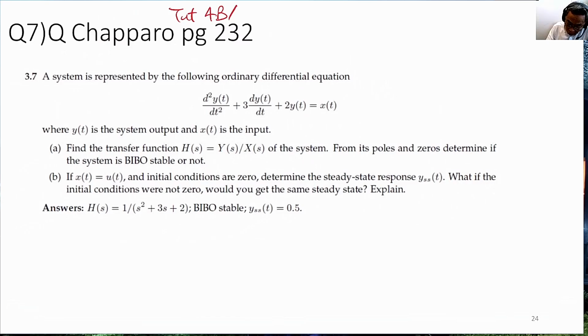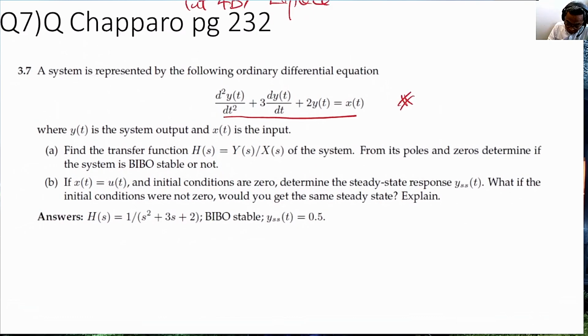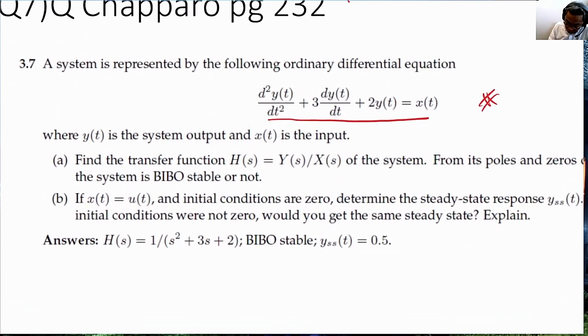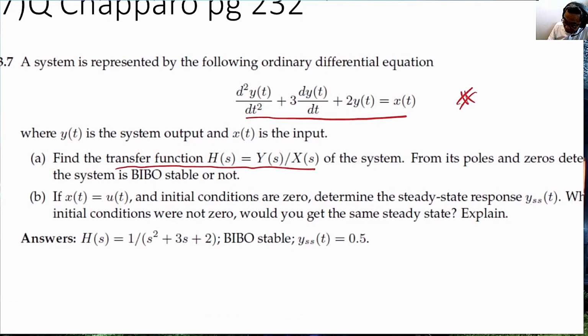This is tutorial 4B Laplace Transform, question 7. In this question, we are given the following differential equation relating output y with x, and then we are asked to find the transfer function, and from the transfer function and from its poles and zero position, determine if the system is stable or not.